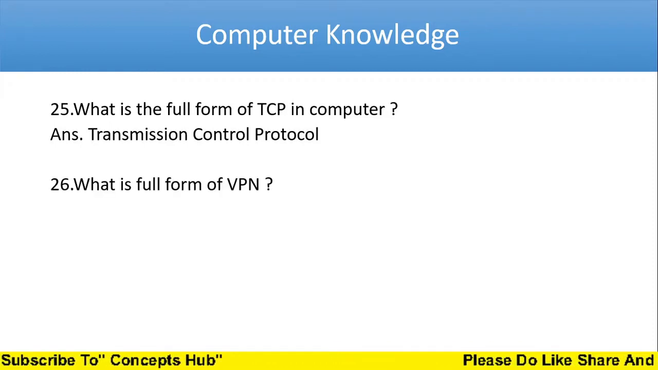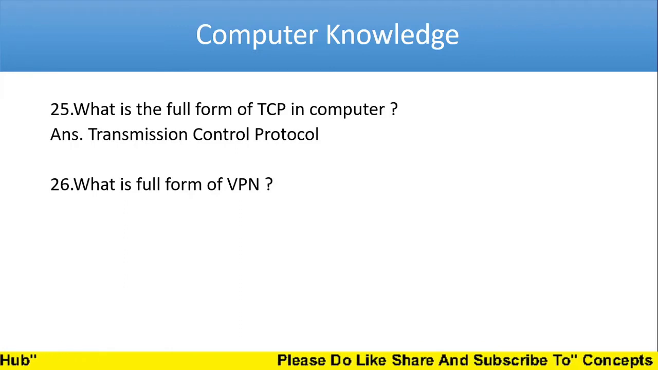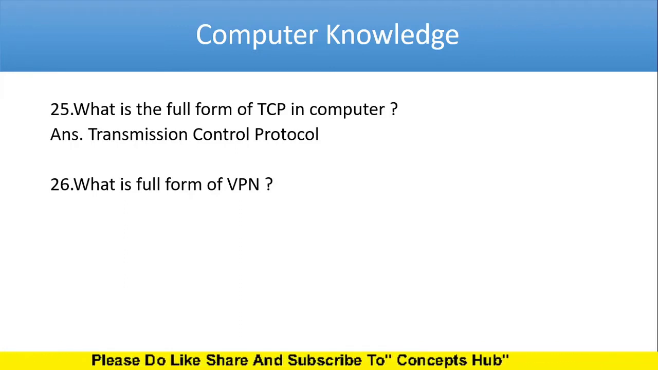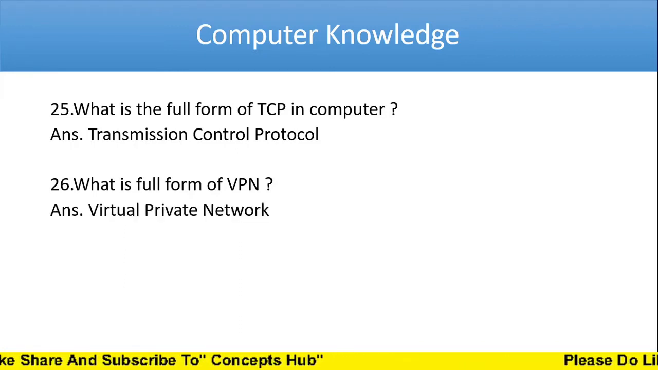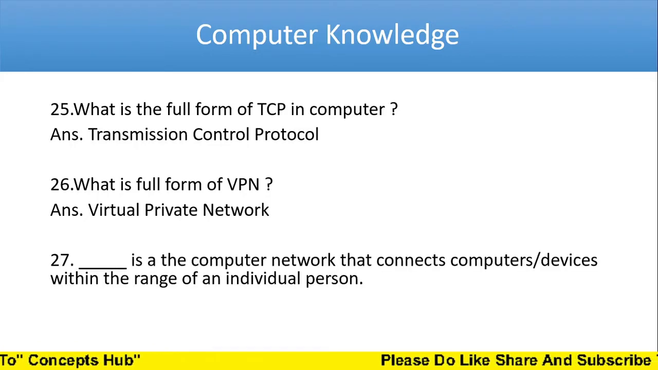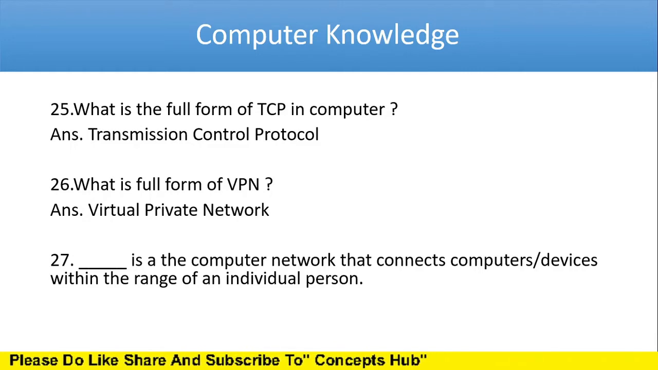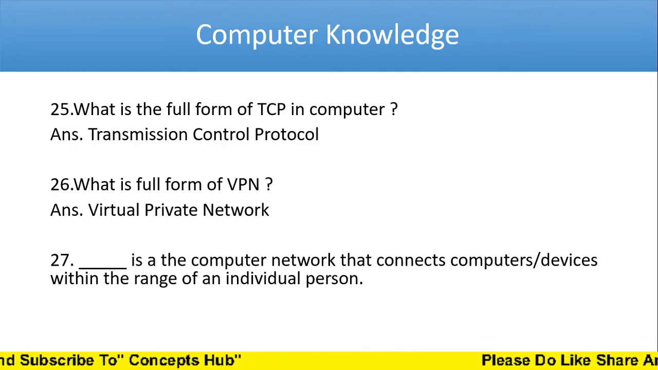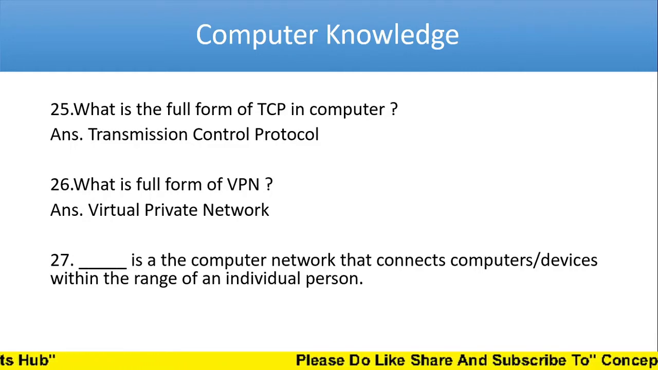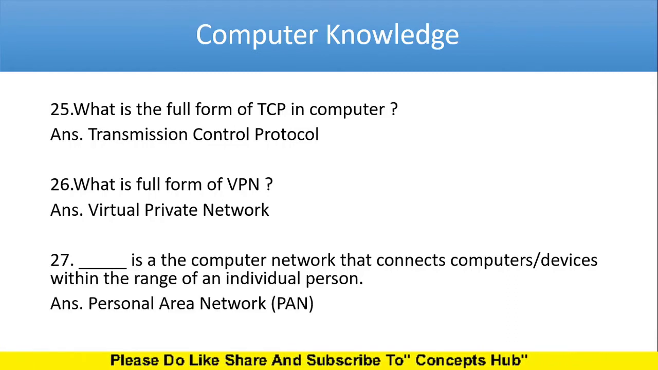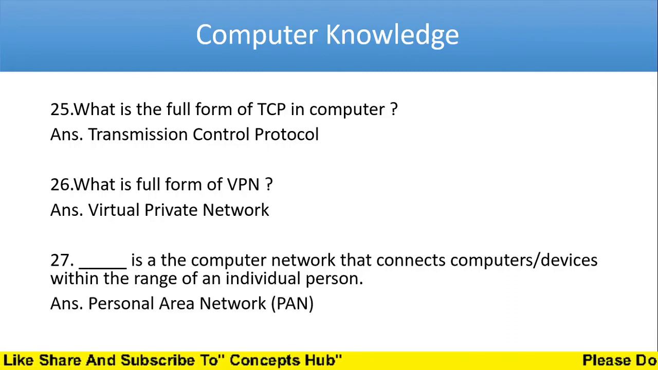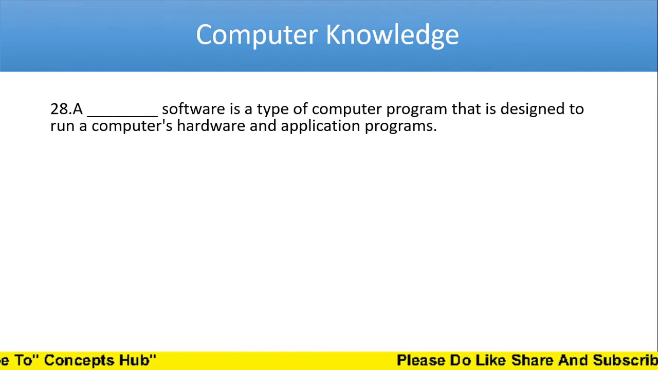Next. What is the full form of VPN? This could be important. Answer is Virtual Private Network. Next. Dash is a computer network that connects computers or devices within the range of an individual person. Answer is PAN, that is Personal Area Network. Next.